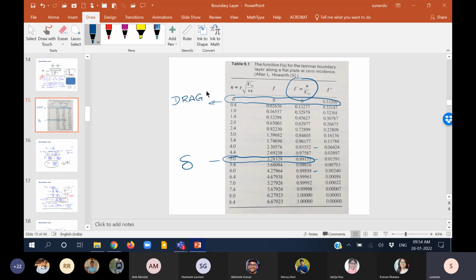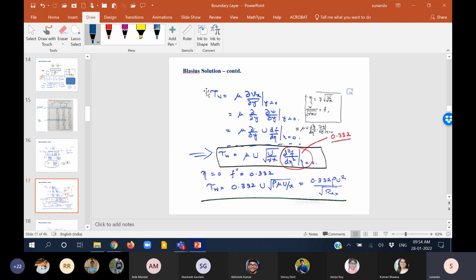And if it is drag force, something else is needed. When I show it to you, it will become clear to you. So I get the value of this from the table, which is 0.332, since at eta equals 0, f double prime is 0.332. So you get the tau w, the wall shear stress, which is a function of the free stream velocity and root over Rex. But is there any question up to this point?